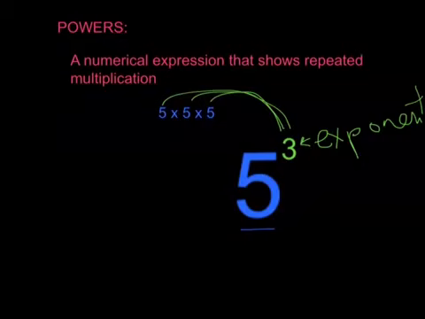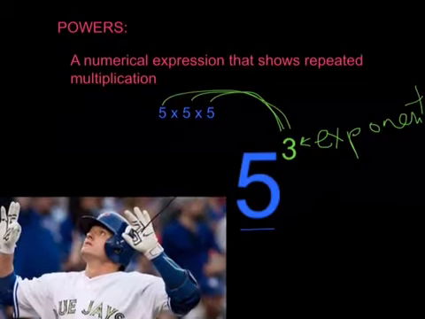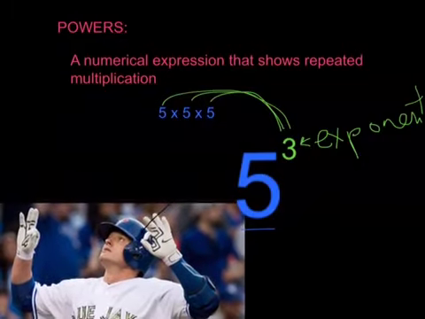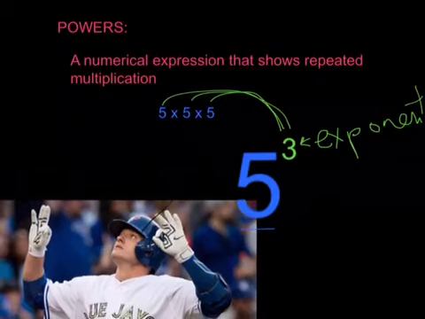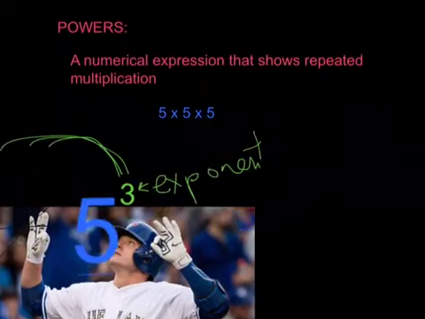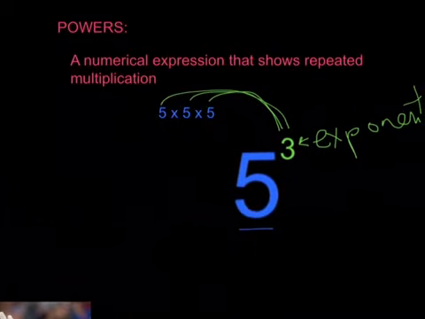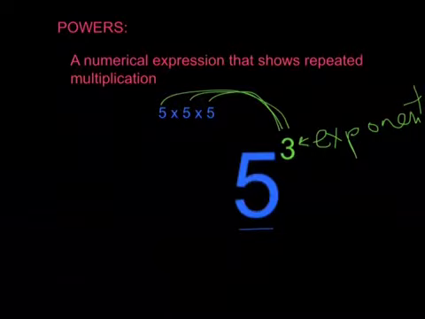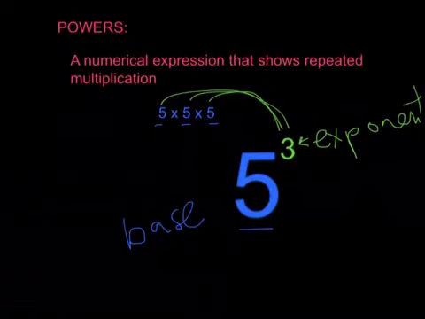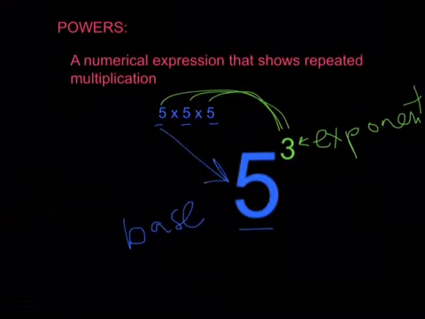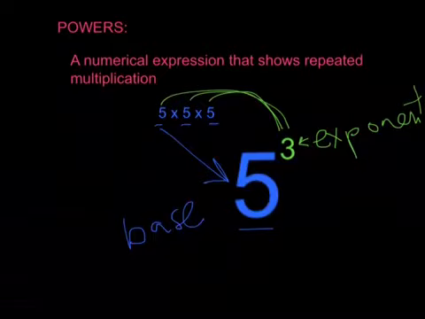Then we have this number here, which is called the base. No, it's not called the third baseman, as Josh Donaldson from the Blue Jays. Please, no gang signs. That's not what it is. It's a children's show. We are looking at the base, and that's this number here. It's the number that you're repeatedly multiplying. So you write that number down big, and then in the superscript you write the exponent up in the top corner here.